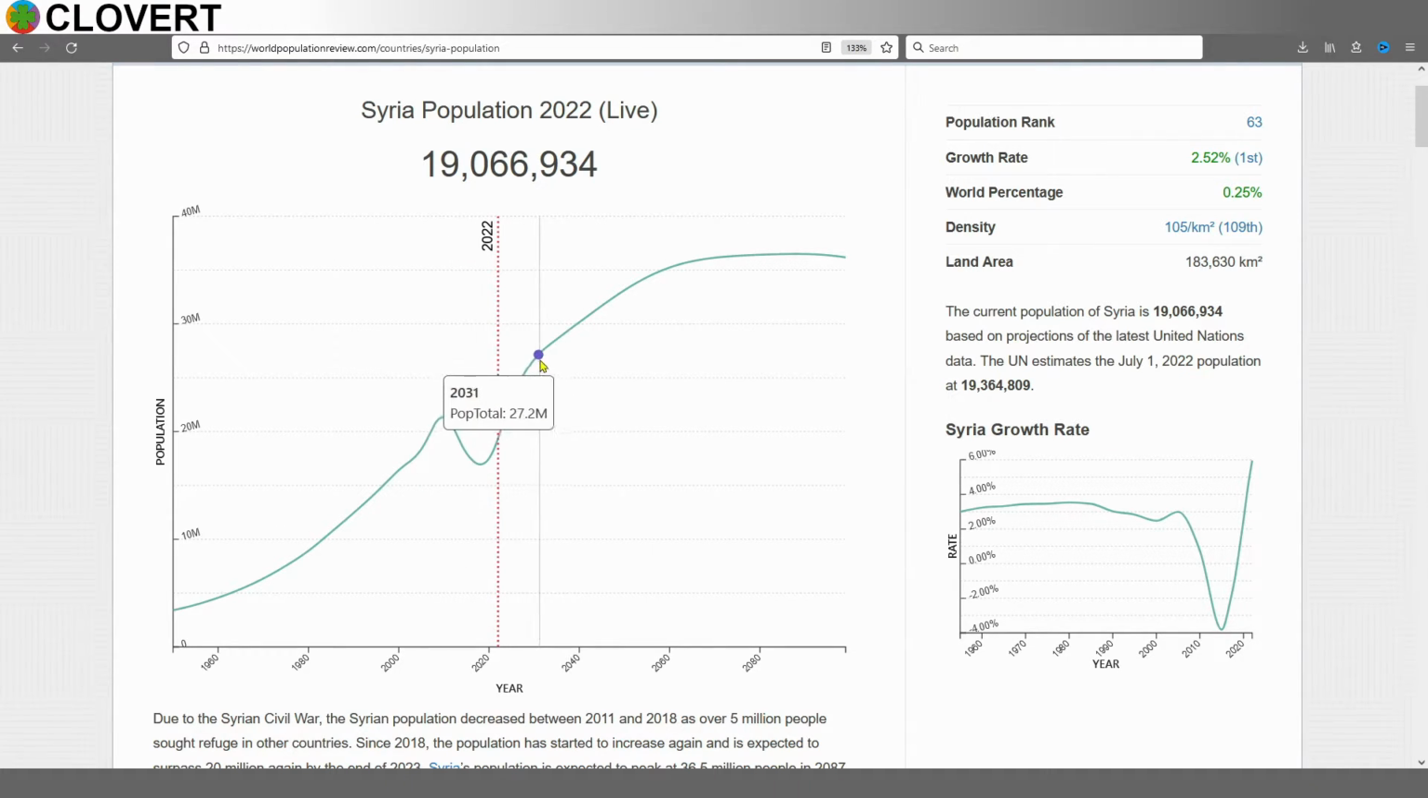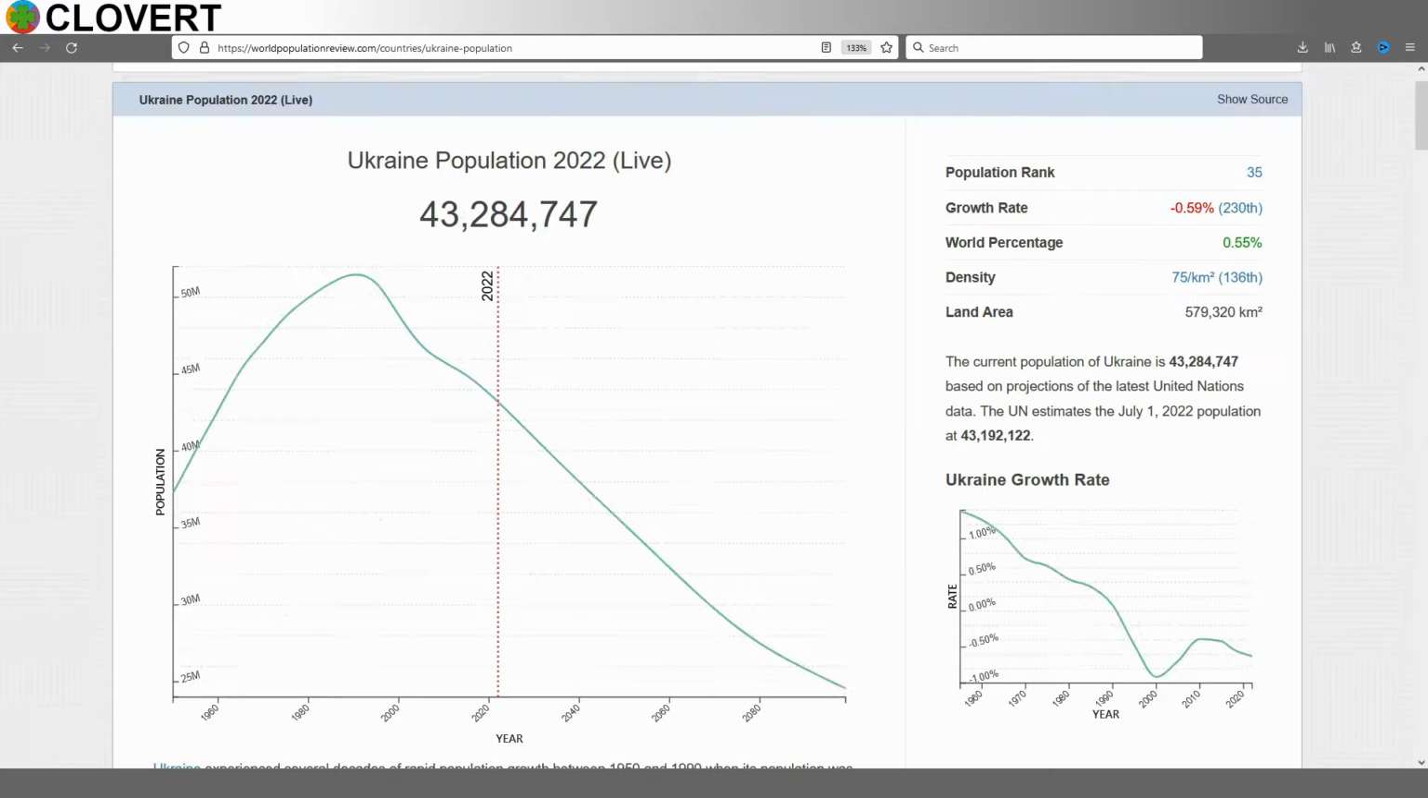Now it is recovering, but that's because the birth rates in Syria were pretty high. Look at this graph here. They were at about 3% before the war started. And now the growth rate is skyrocketing because people are coming back. But if you go to Ukraine, the population is already declining by a huge amount.